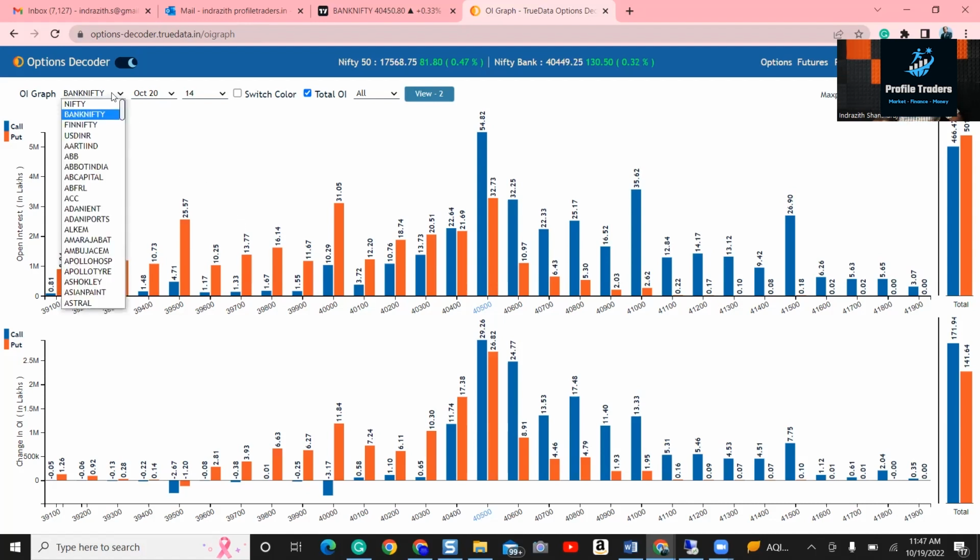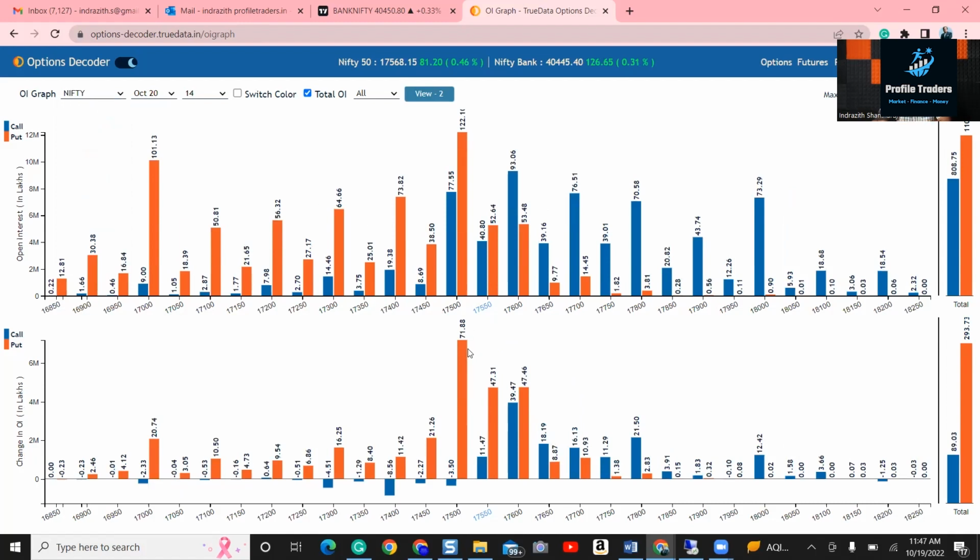Now similarly you can go for Nifty. Again you can see the 17,500 strike price OI is very high, total OI, and today also it received more OI actually at this point of time. What this indicates is big players are selling 17,500 put options, which means in Nifty they are anticipating more upside, which means the price will sustain above 17,500. That is what they are anticipating.